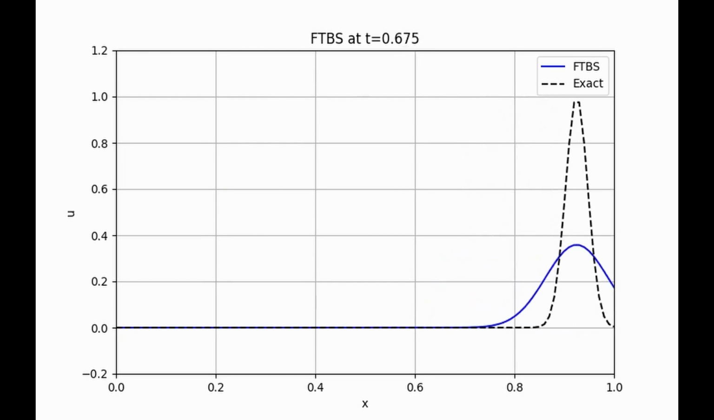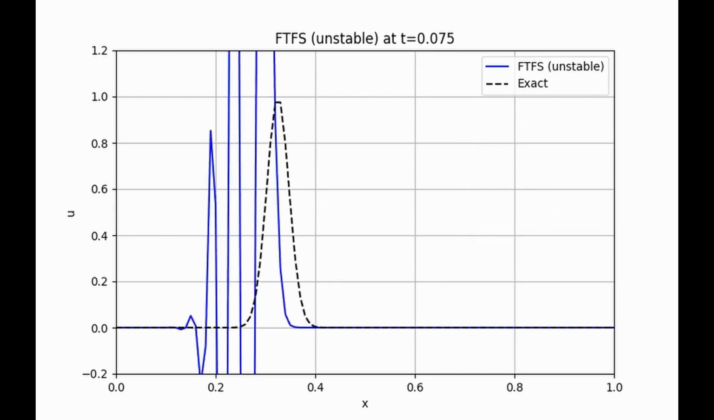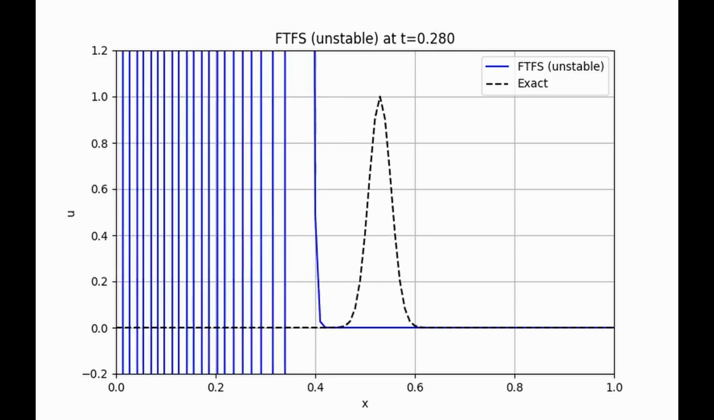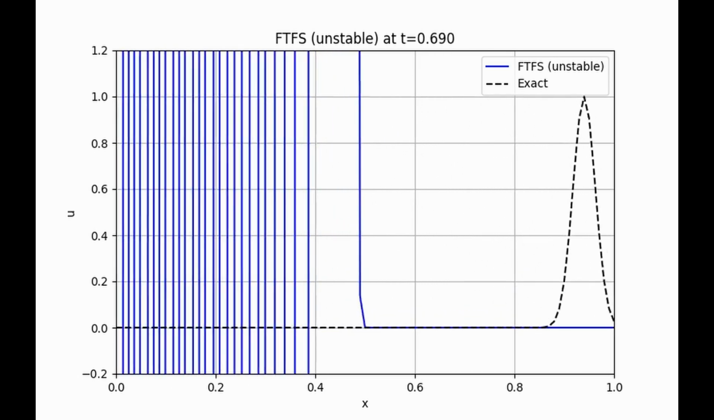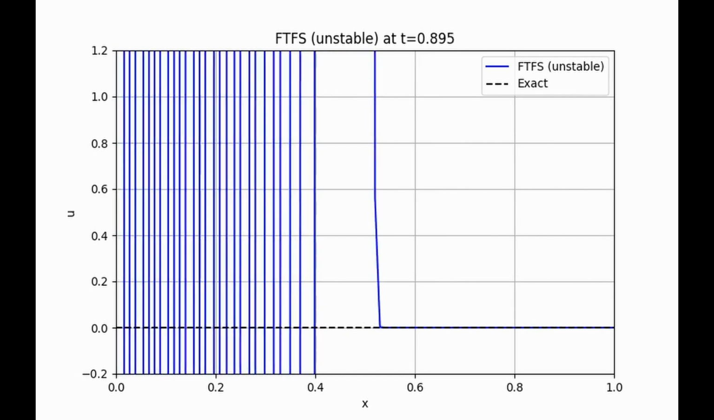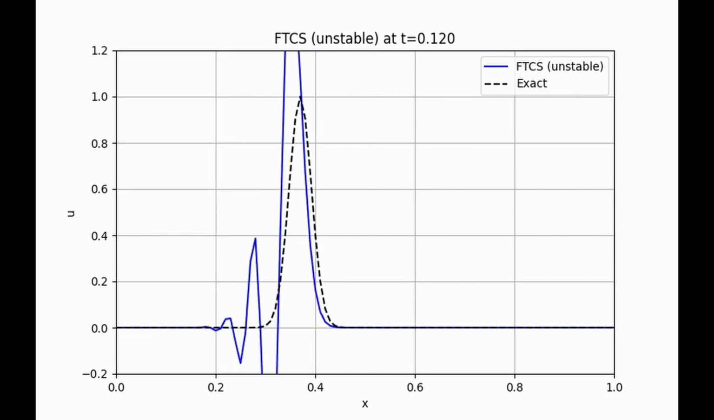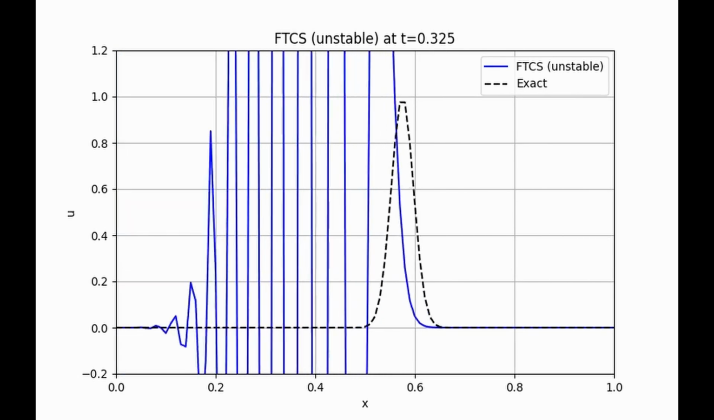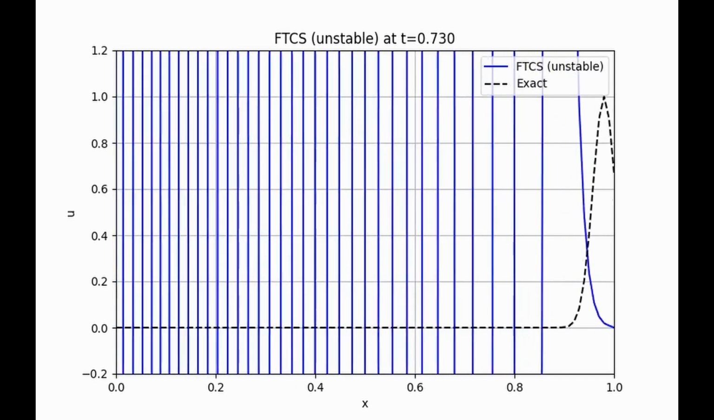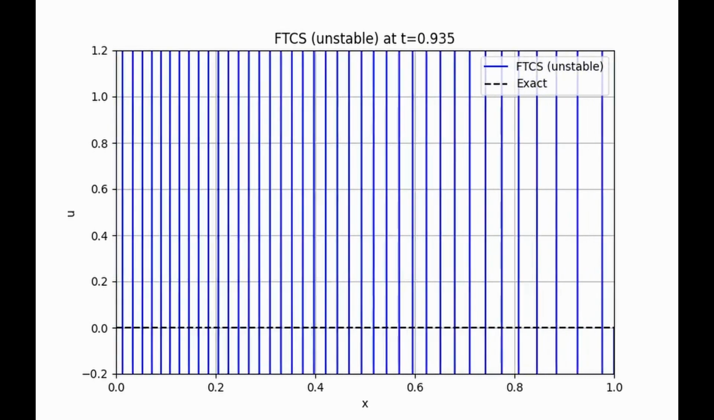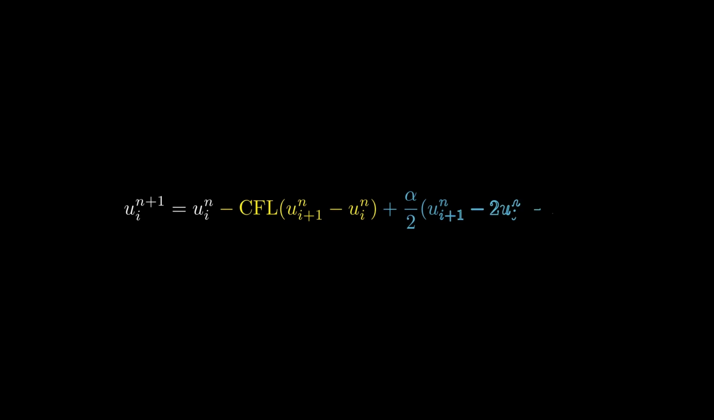Next, the forward time, forward space scheme, or FTFS. Although simple, FTFS is unconditionally unstable for linear advection. Similarly, the forward time central space scheme, or FTCS, is also unstable. This instability motivates the need for stabilization.